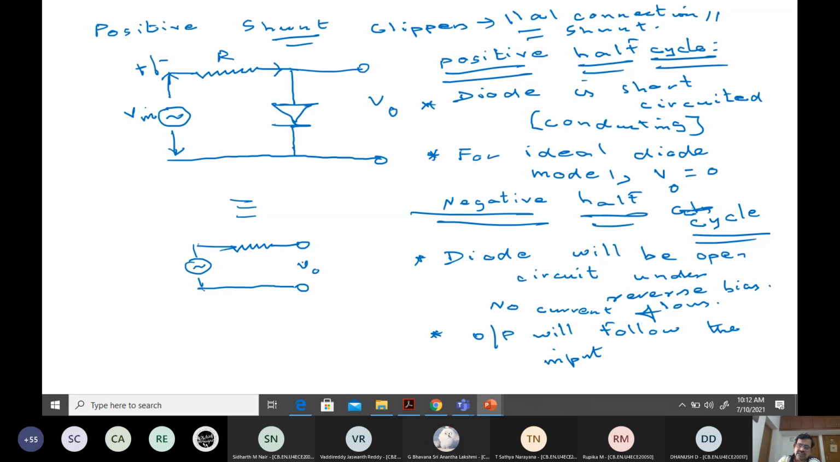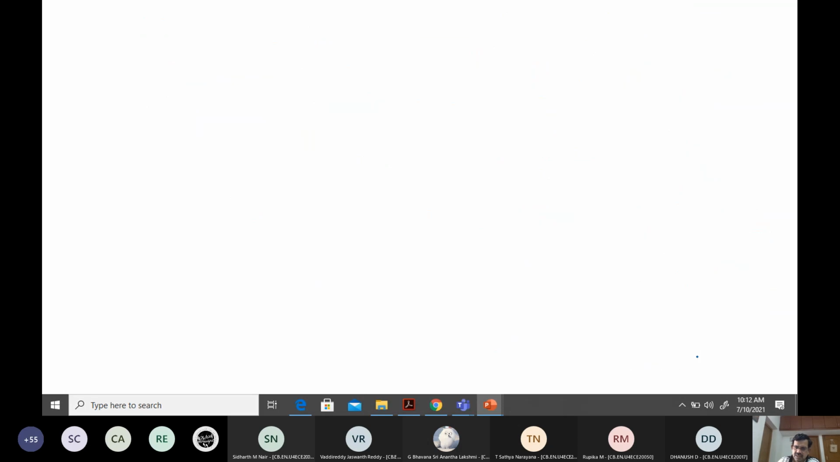So how will the waveform look like? In this case, definitely, again the waveform will be of similar nature. In the positive half cycle, the diode conducts. There is no voltage drop. During the negative half cycle, the output will follow the input. So which means my waveform will be like this.